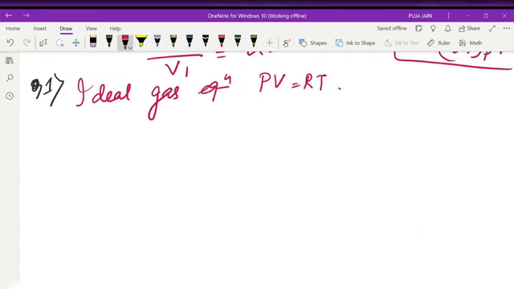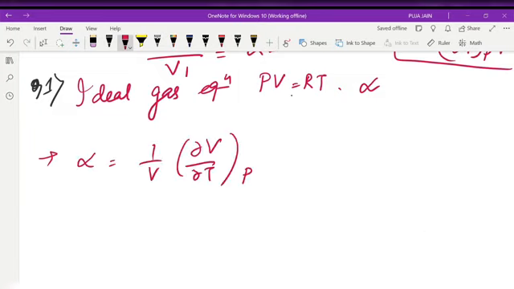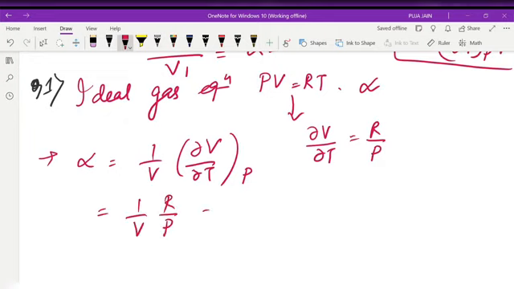Now they have asked what is the volume coefficient of expansion, that is alpha. We know alpha equals 1 by V del V del T at constant P. Now from this, del V del T is R by P. So 1 by V times R by P. Now PV is again RT, so this way I am getting 1 by T. So alpha is basically inversely proportional to the temperature T.